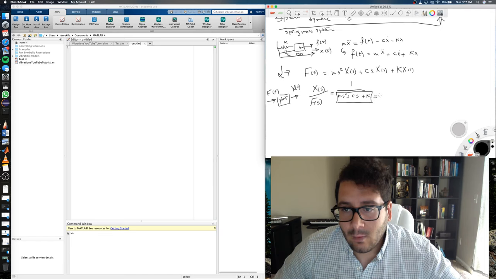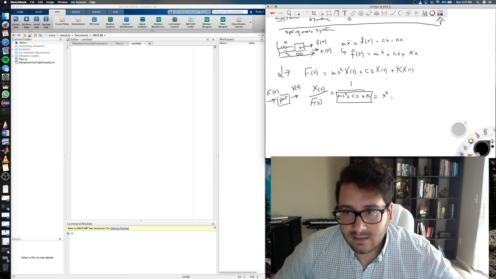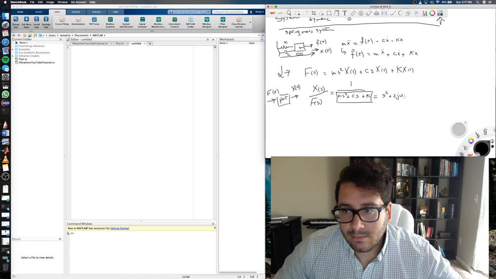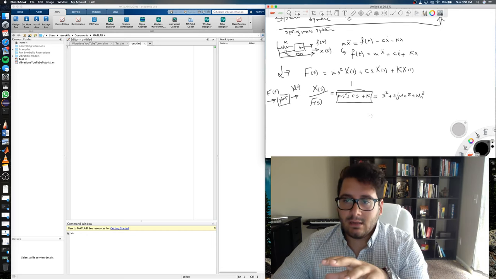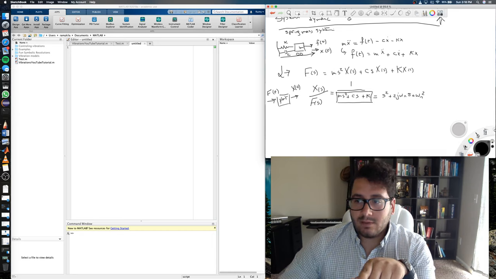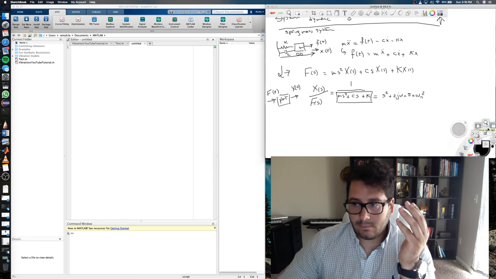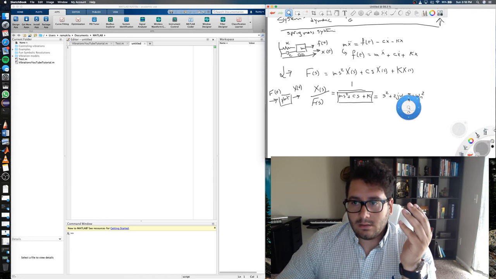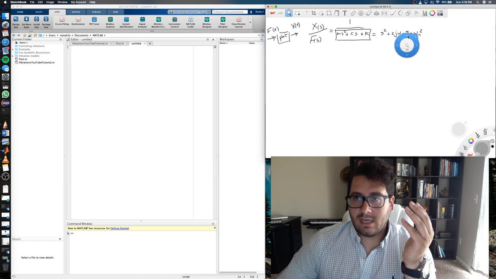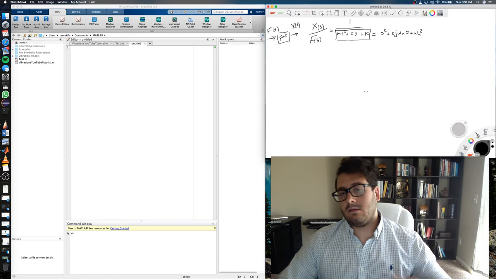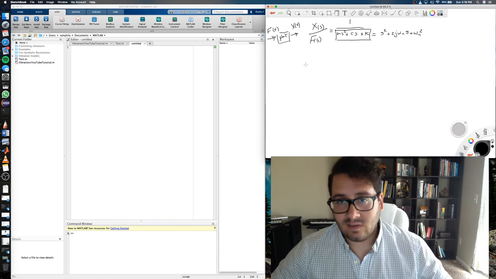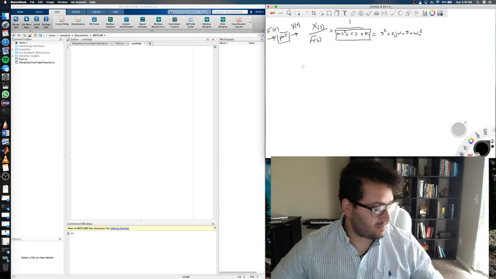I can say that this bottom equation here, I would like to put it in the same form as s squared plus 2 zeta omega n s plus omega n squared. This way I can get my model parameters and characterize the system in terms of natural frequency, in terms of damping constants.